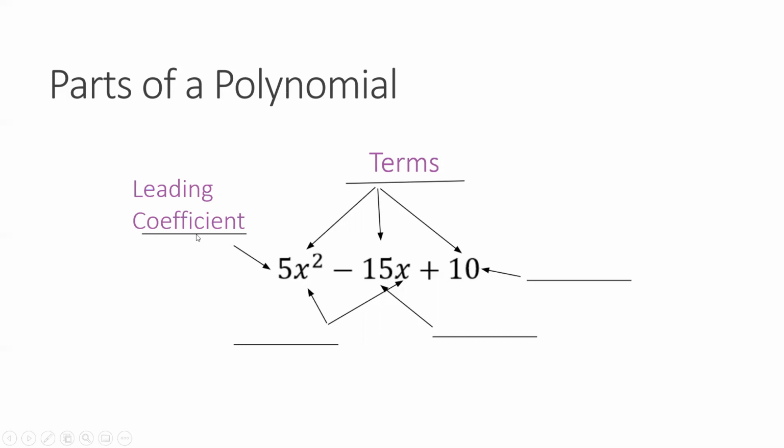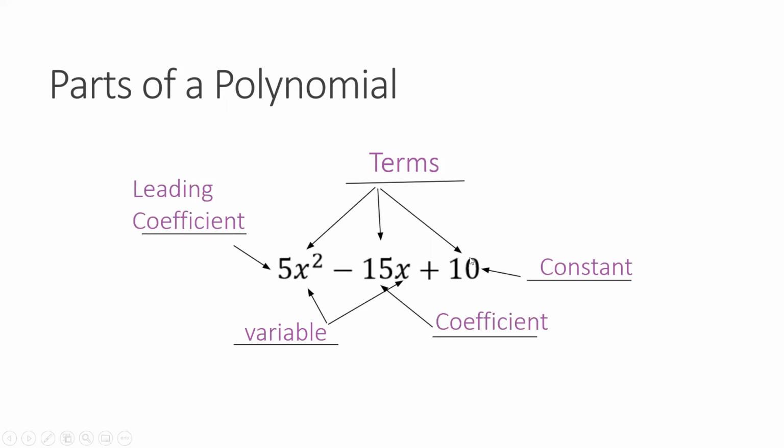Now, we have our leading coefficient, the one that is at the front of the line, but we have multiple coefficients. Anytime we have a variable, we have a coefficient. So negative 15 is a coefficient as well. Okay. And again, we do not say negative 15x is the coefficient. We just say the number part. Our next term is the variables. So our variable in this case is x, and we have x squared and x.